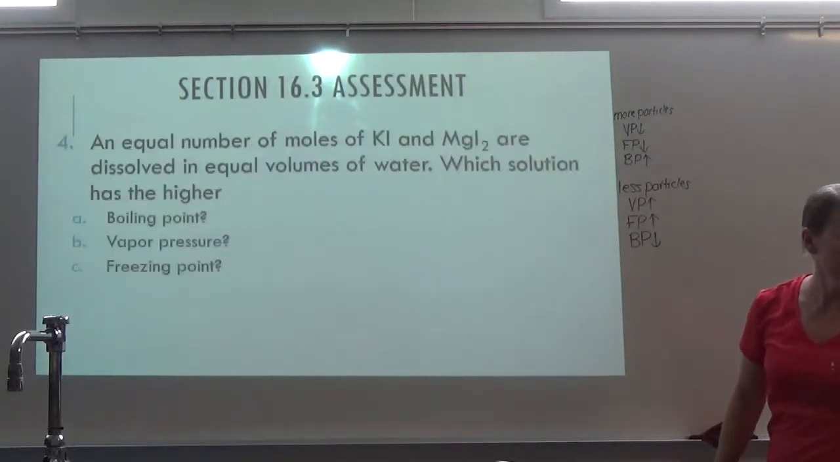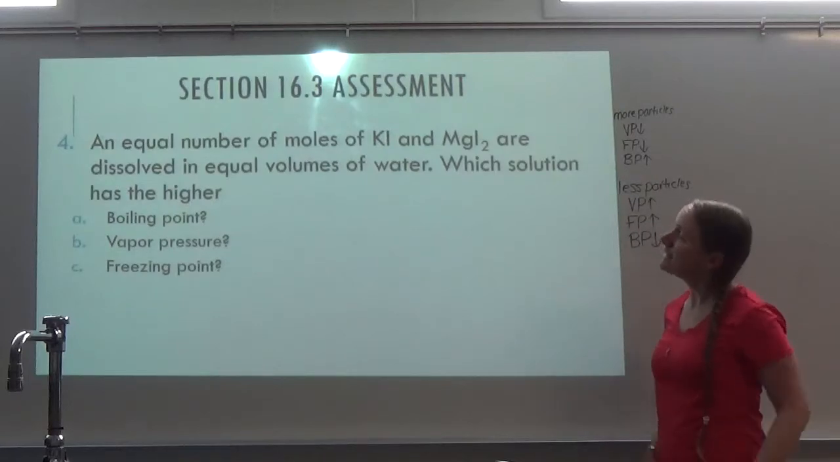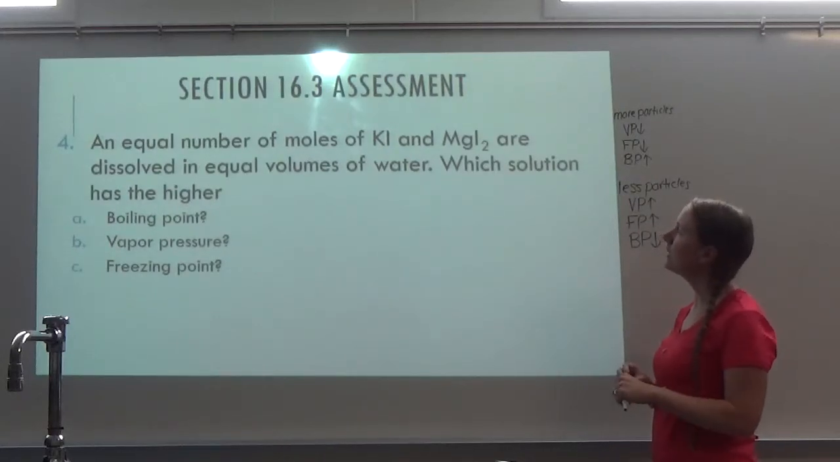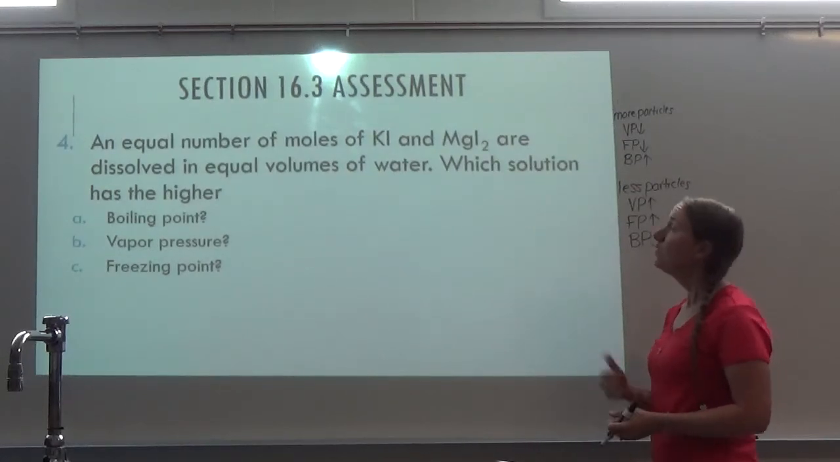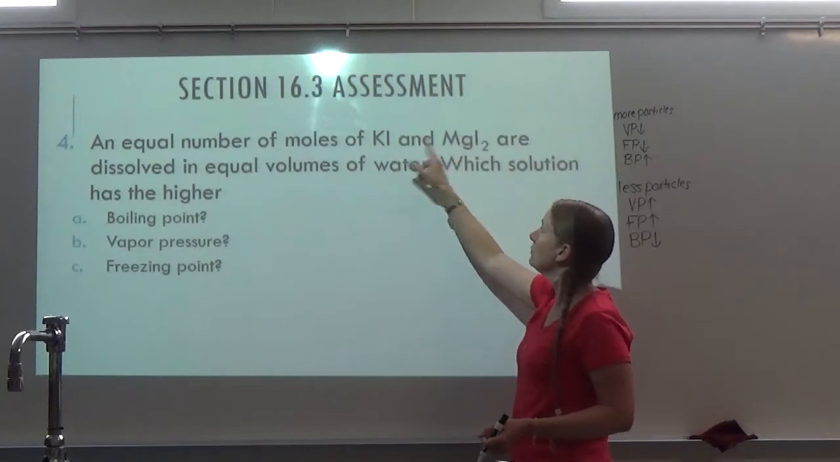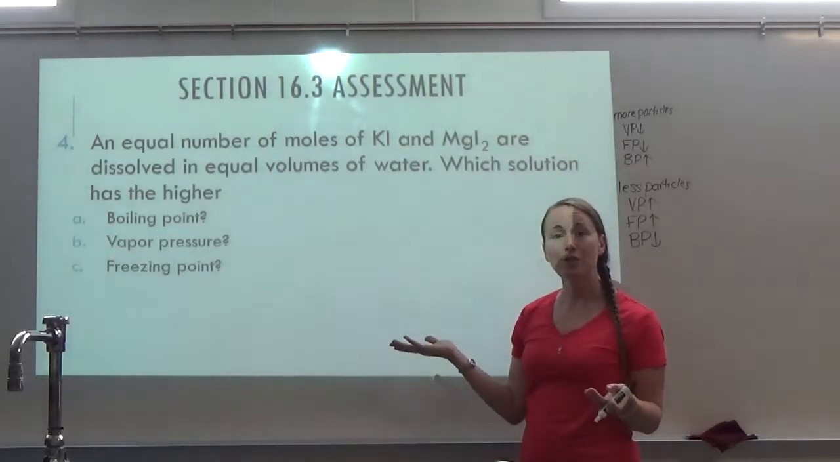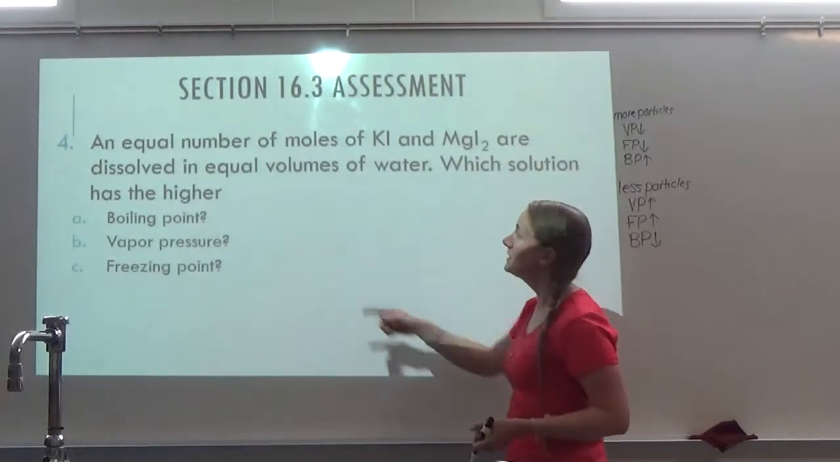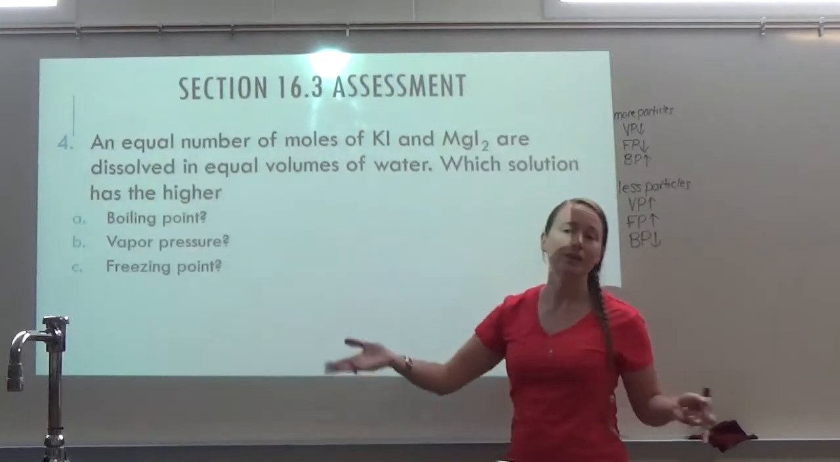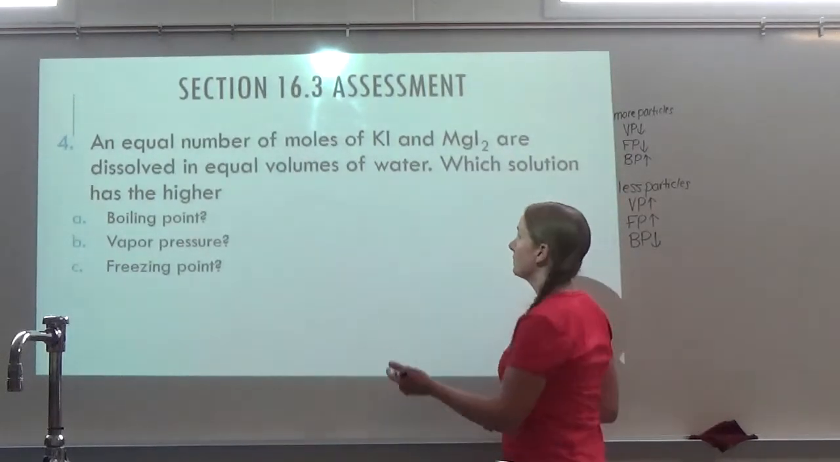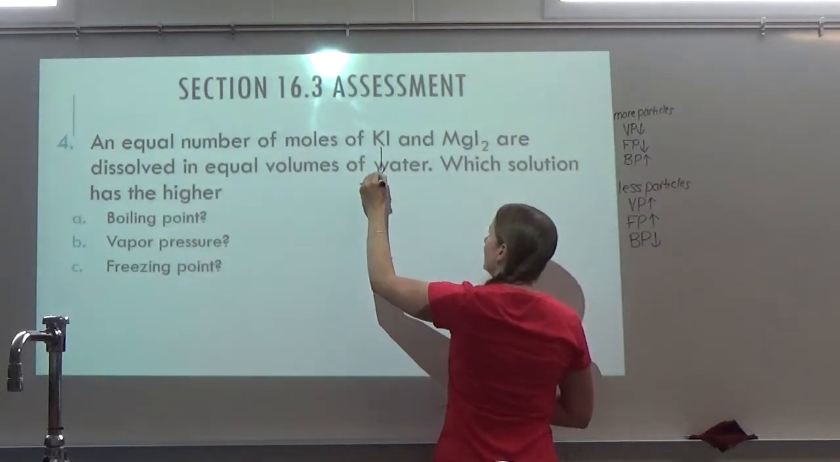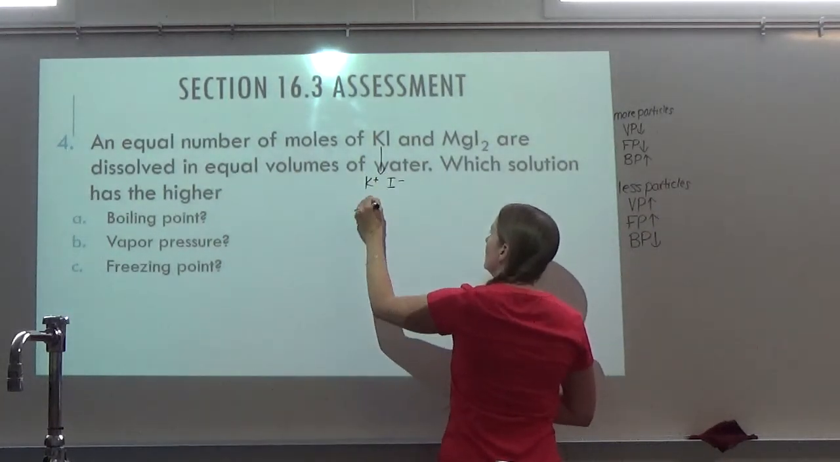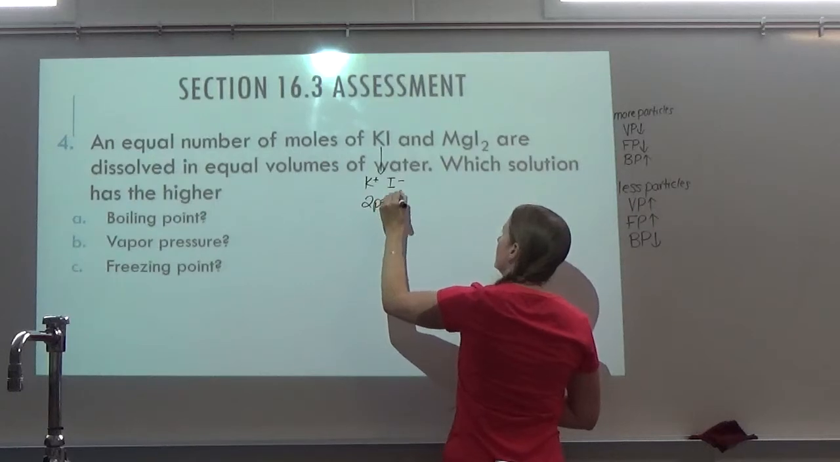All right, so let's move on to our last one. It says an equal number of moles of KI and MgI2 are dissolved in equal volumes of water. Which solution has the higher boiling point, vapor pressure, or freezing point? Well, first of all, because we're talking about these 2 same substances every time, let's go ahead and determine how many particles. It says an equal number of moles, so all we need to do is look at how many particles it breaks up into. So K is a metal, I is a non-metal, so it's going to break up into K+ and I-. So we're going to get 2 particles.